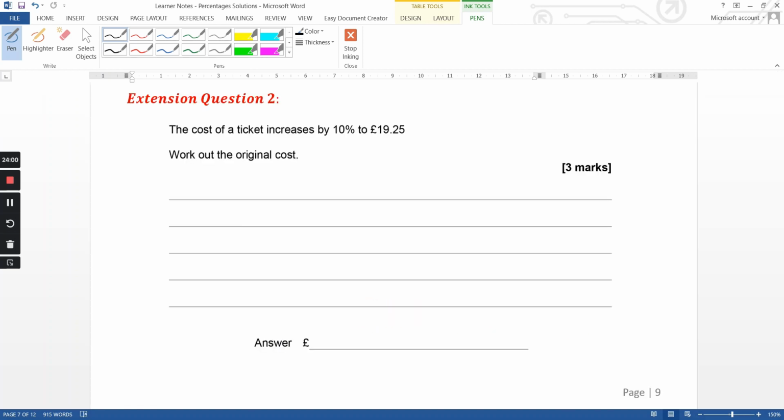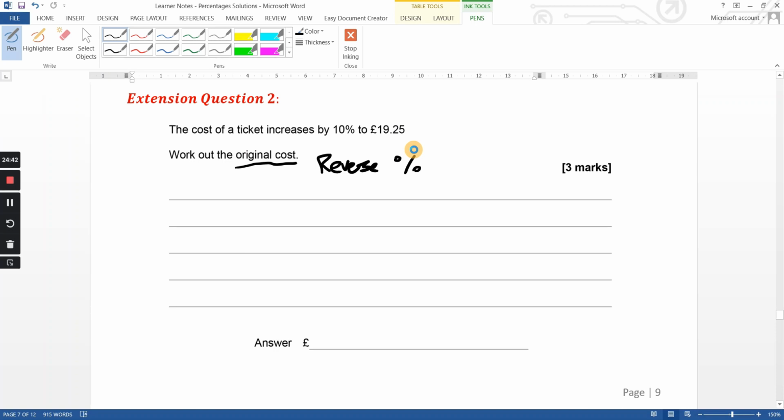Extension question 2. The cost of a ticket increases by 10% to £19.25. Work out the original cost. 3 marks. Right, so hopefully you've noticed when it's talking about the original cost, then instantly you should think of reverse percentage. What was it originally? So I've marked quite a few answers to this in a recent mock that I did. Quite a few people got this wrong. You know, just be careful. It's not 10% of this and take it away.